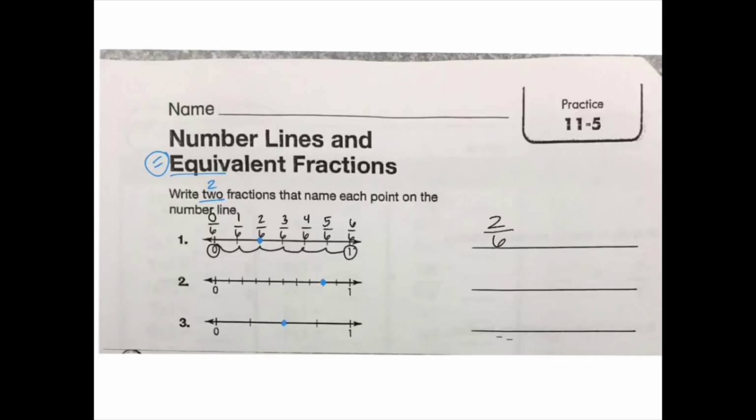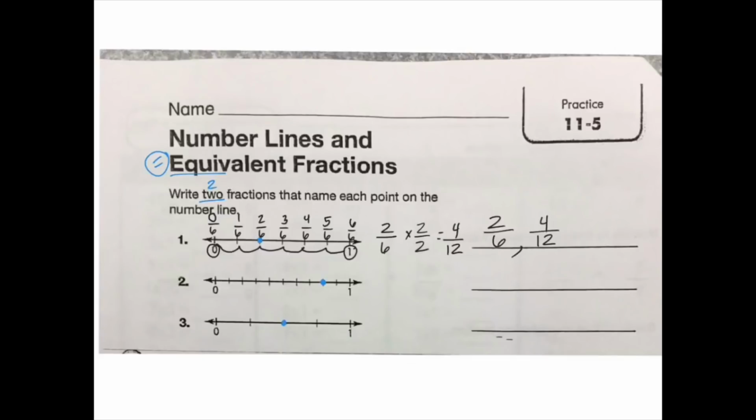But don't forget, our directions say to write two fractions that name each point. That's only one fraction. So I know to make an equivalent fraction, the easiest, fastest thing I can do is to multiply by 2 over 2. So 2 times 2 is 4, 6 times 2 is 12. So an equivalent fraction to 2/6 would be 4/12.